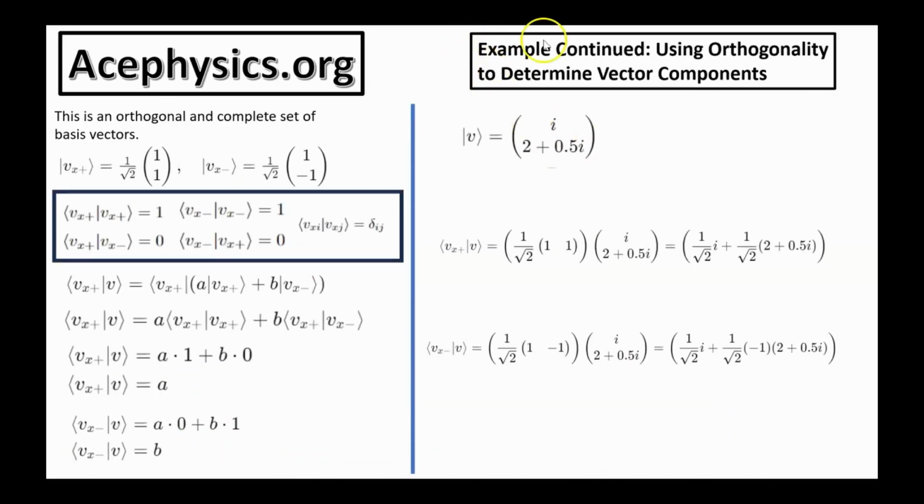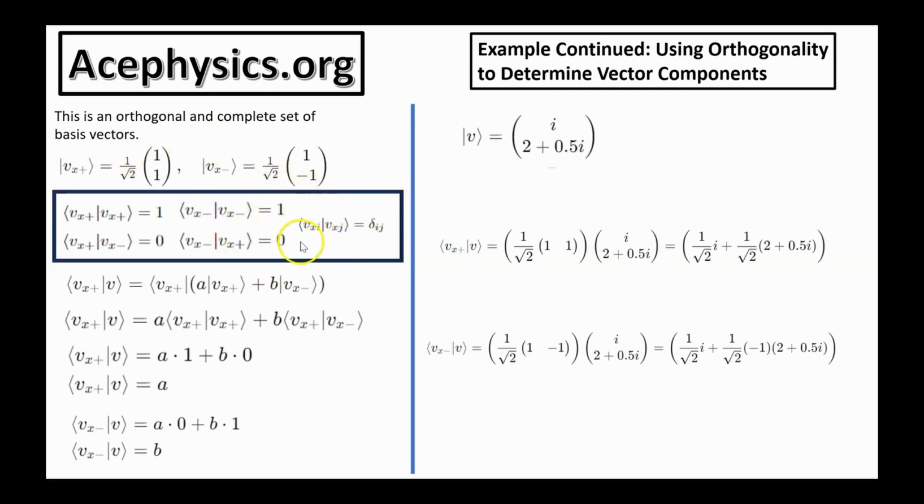On this slide, I'm going to continue with the example. I'm going to show you how we got the vector components a and b. The orthogonality condition is in the box. The inner product of plus x with plus x is equal to 1. The inner product of minus x with minus x is equal to 1. And the inner product of plus x with minus x, or minus x with plus x, is equal to 0. This information is contained in the Kronecker delta symbol right here.